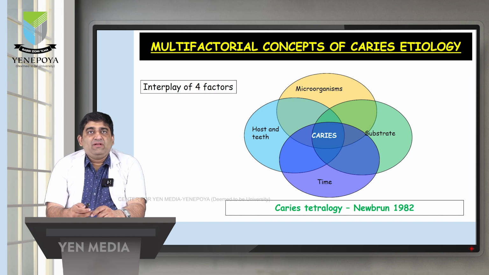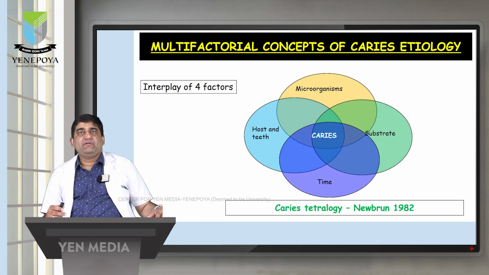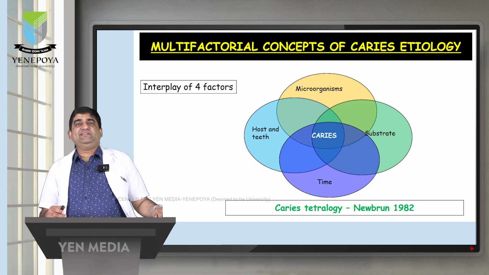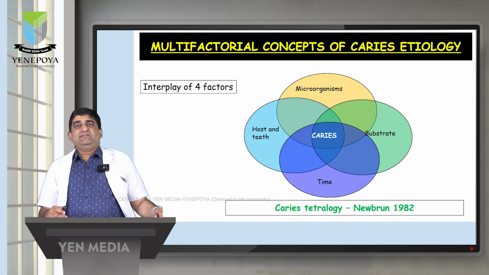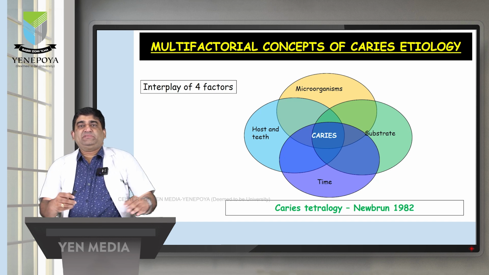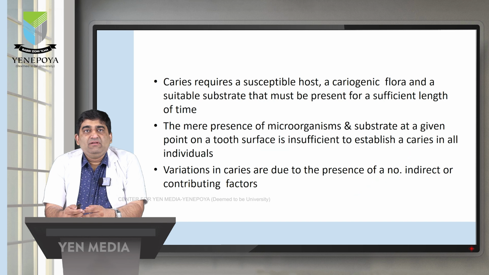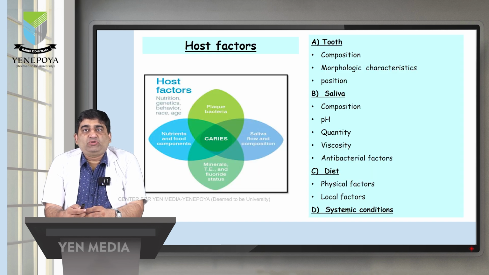Now, there is a concept called the multifactorial concept of caries etiology, which was proposed by Newbrun in 1982. It says that caries is an interplay of four factors: the host and the teeth, the microorganism, the substrate and the time. The host factors of the tooth are the composition of the tooth, the morphological characteristics of the tooth, the position, and the saliva. The factors which affect the saliva are the composition, the pH, the quantity, viscosity, and the antibacterial factors, diet, physical factors and local factors, and the systemic condition.